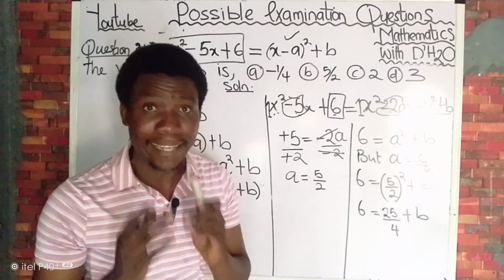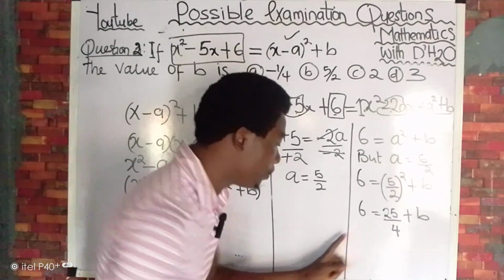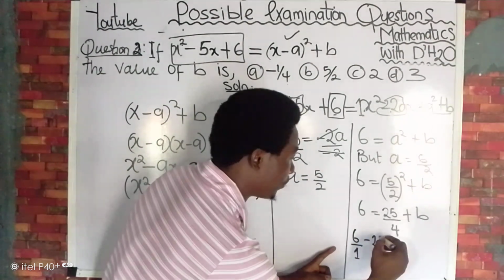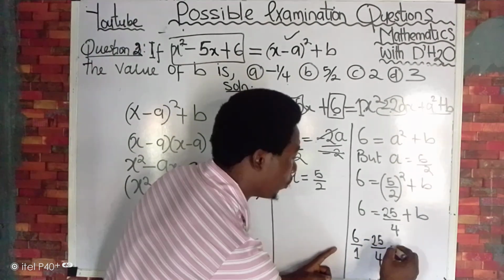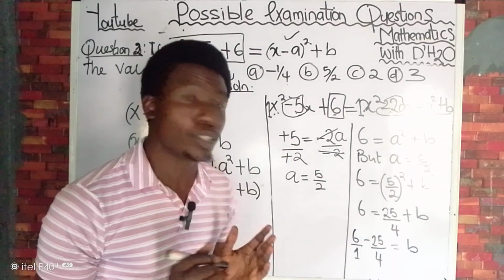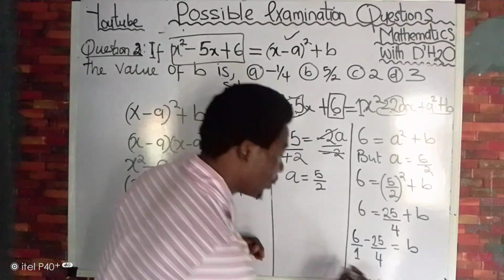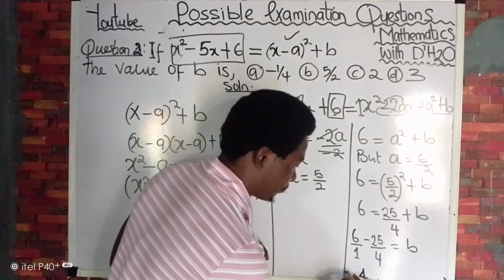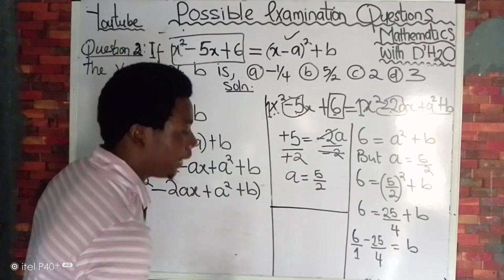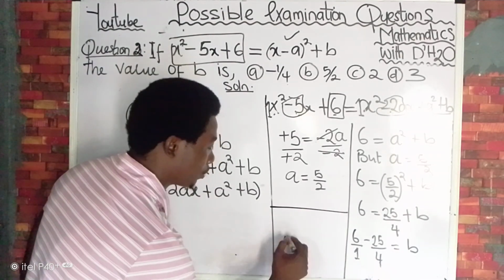So what do we have to do now? We collect like terms. You take this one to this place so that you have 6 over 1 minus 25 over 4 equals b. So what do we do now? The LCM of 1 and 4 will give us 4. Let's do it here with the remaining space that we have. LCM of 1 and 4 will give us 4.